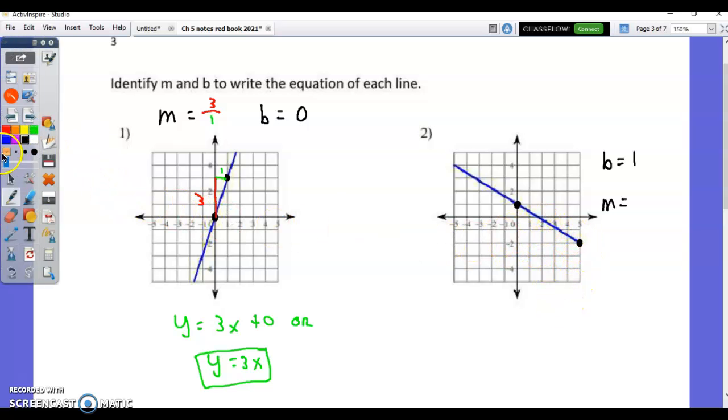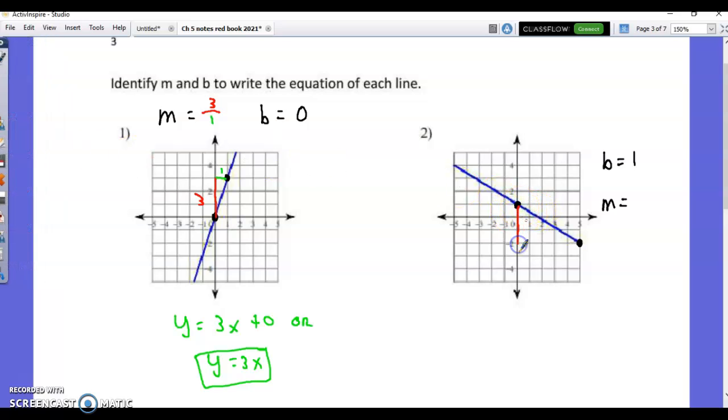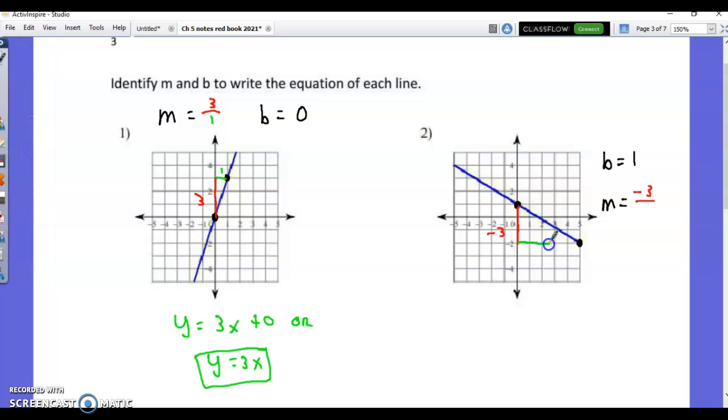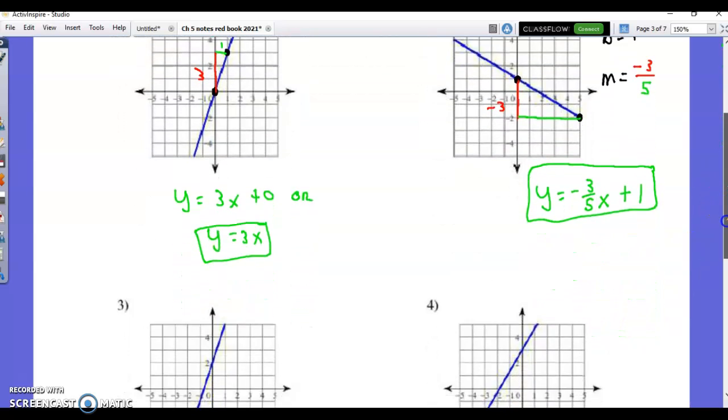All right, so now I'm going to count from one point to the next. So I go 1, 2, 3 spaces down, so that's -3. That's going to be my top number. And then how many spaces am I going over? So I go to the right 1, 2, 3, 4, 5. So that's a positive 5 because it's to the right 5. So my equation for this line will be y equals -3/5 x and a positive 1 for our y-intercept. All right, getting the hang of this.